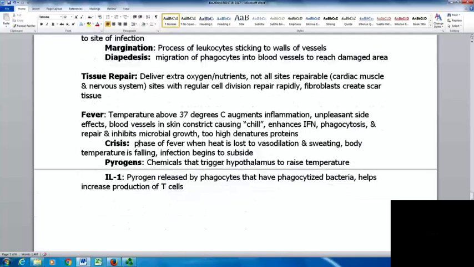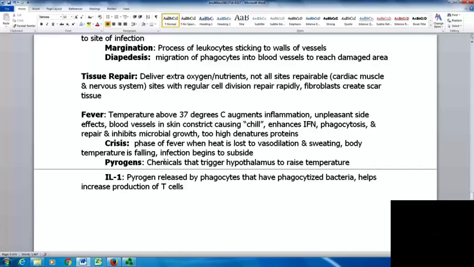So we have tissue repair. This is going to deliver extra oxygen and nutrients. Not all sites are repairable. So with cardiac tissue and nervous tissue, those cells do not repair well. Sites with regular cell division repair rapidly. One of the downsides is you can have fibroblasts create scar tissue.